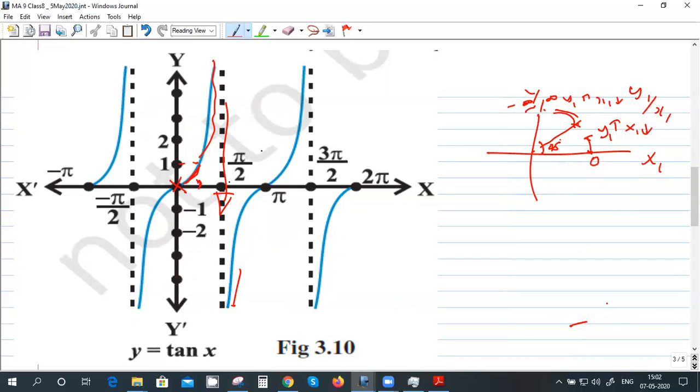See, if there is a small jump at pi by 2, you can say it is somewhere in the middle of this. But this jump is from infinity to infinity on the other side. That's why tan is not defined at pi by 2.